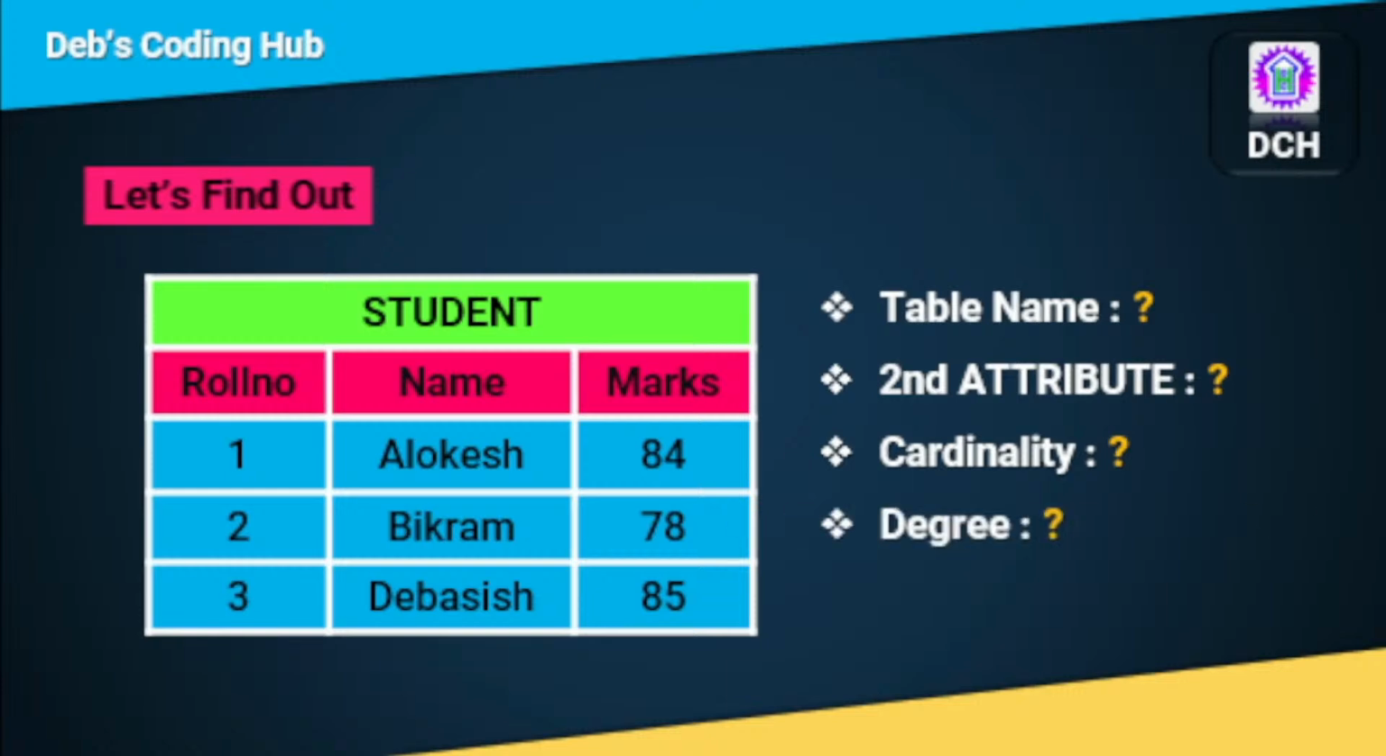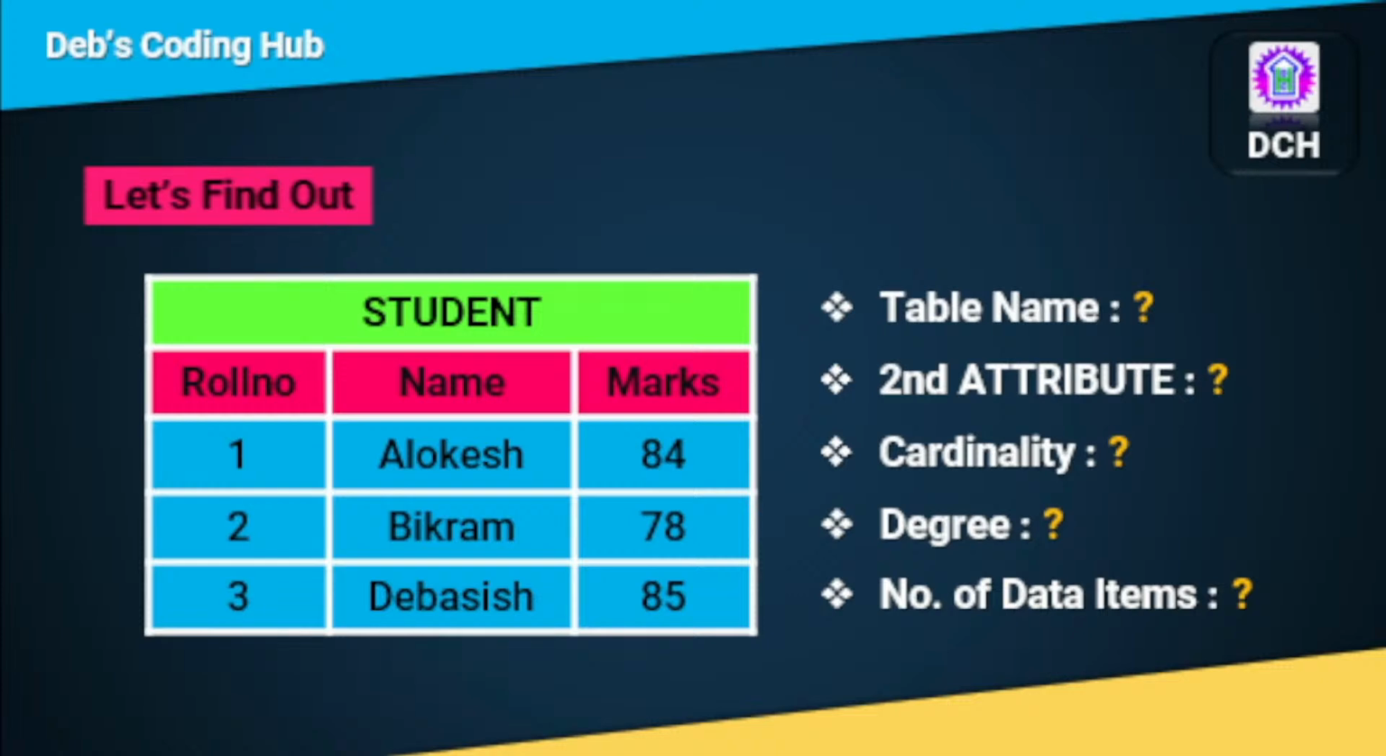And what is the degree of this table? This table has 1, 2, 3 columns or attributes. So the degree of the table will be 3. Now how many data items are there in this table? It will be 3 into 3, 9 data items. Hope you have understood and found the correct answer.